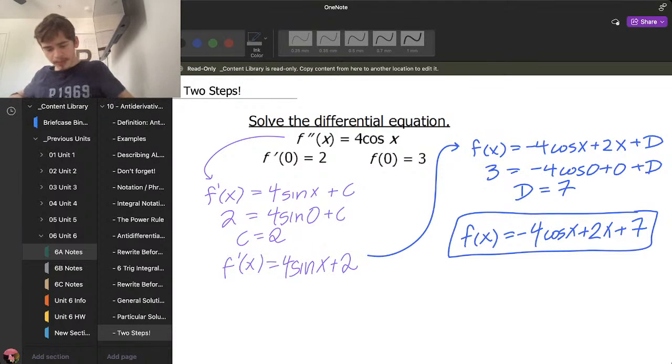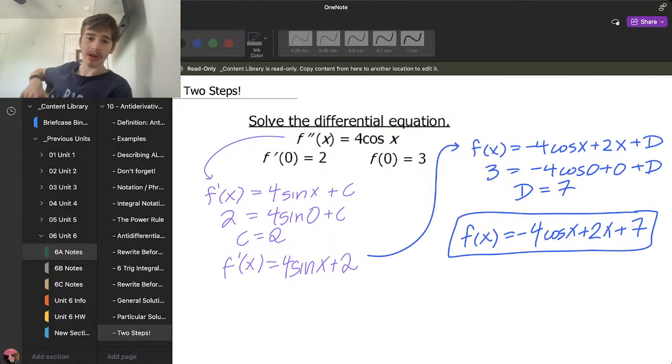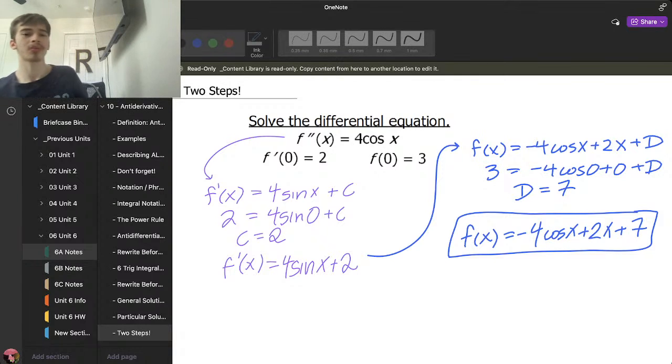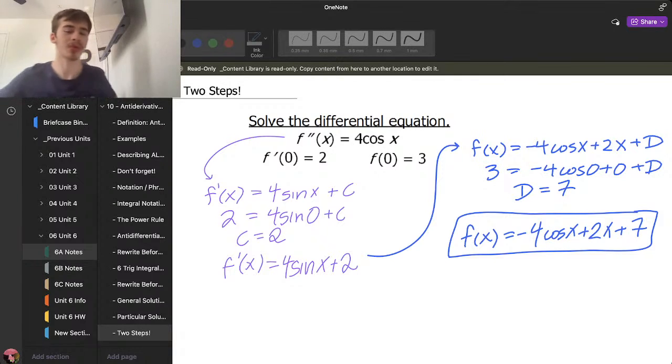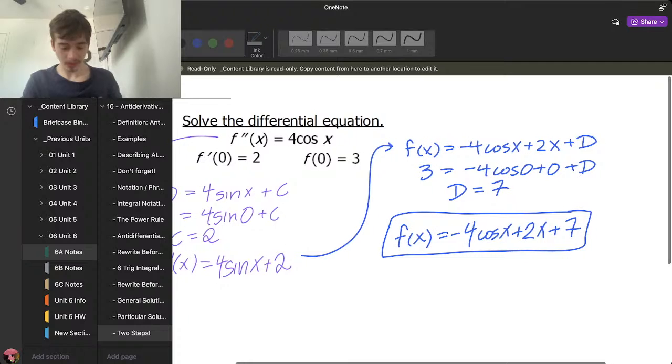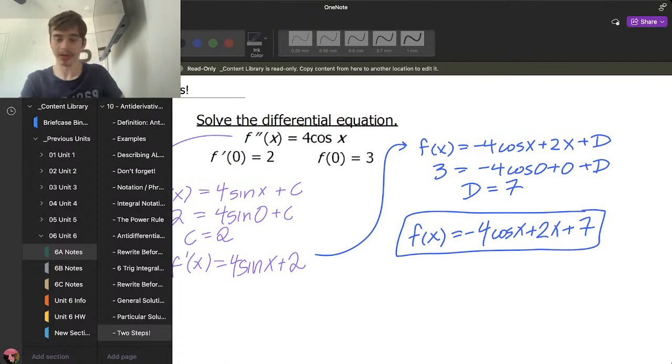So, take the integral of it, you get 4 sine of x plus c. We're given that f prime of 0 is 2, so plug in 0, you get 0 plus c equals 2. We know c is 2. Oopsie. Now we have that our f prime of x is equal to 4 sine x plus 2. Take the integral of that again. You have a different constant, which you can label d or c sub 1 or whatever you want to label it as, just as long as you keep track of it.